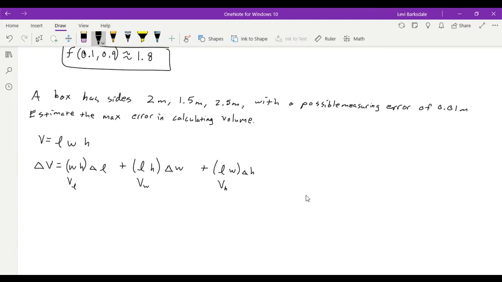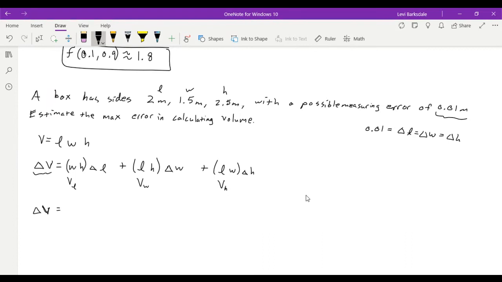All right. So then, simply plugging in our values, we let 2 be the length, 1.5 be the width, and 2.5 be the height. Well, then we know that our possible error is 0.01 meters. This would actually be equal to the possible error in the length, or the possible error in the width, or the possible error in the height. And they're all equal to 0.01. So from here, we have found all the components necessary to calculate the possible error in V.